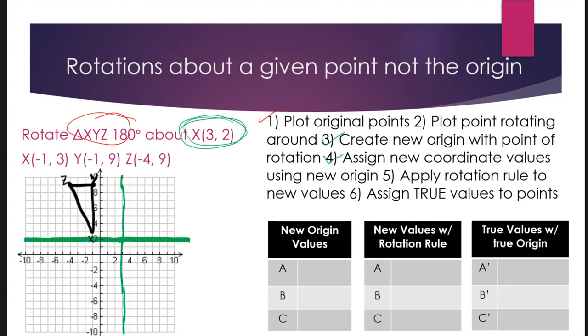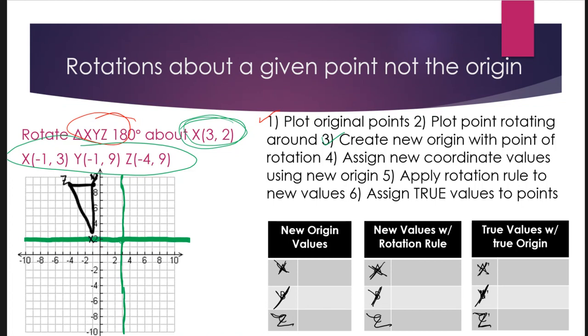Now step 4 is to assign new coordinate values using this origin. So instead of these original values that we were given, and I did the same thing here, I copied the table from the other one, but I didn't change the values. So this is x, y, and z. My apologies. X, y, z. Alrighty. So we have the right points now.